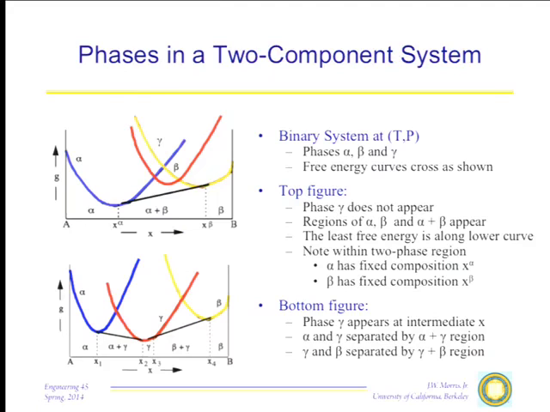So what do we have? Starting at alpha, we have 100% alpha phase until we get to concentration x alpha. We then have a two-phase mixture, alpha with concentration x alpha, beta with concentration x beta, until we get to x beta. Then we have all beta from then on out to pure B. The gamma phase never appears.